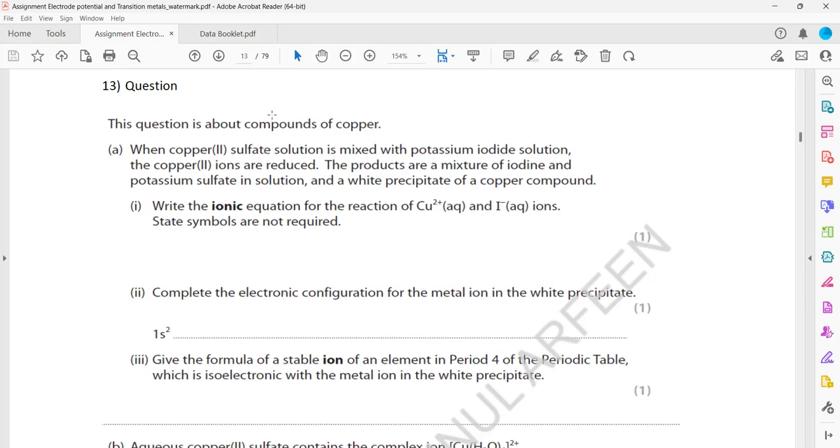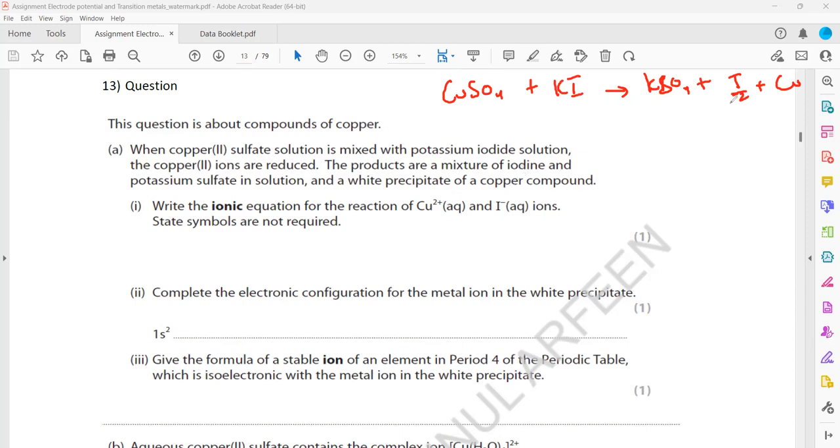So when copper(II) sulfate, CuSO4, is mixed with potassium iodide, KI, the copper(II) ions are reduced and the products are a mixture of iodine, potassium sulfate, and a copper compound. Here copper is reduced. So is it reduced to copper(I) or copper(0), which is copper metal? They did not mention it, they only mention that a copper compound is formed.